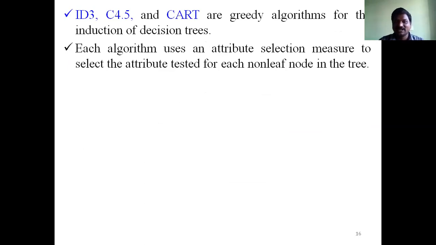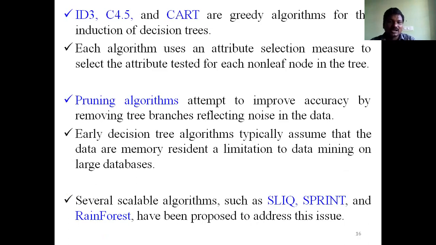Each algorithm uses an attribute selection measure. What is the attribute selection method? You have a data set and want to select an attribute: which attribute do you select first, and which next? That is, selecting the attribute tested for each non-leaf node in a tree. For that purpose you use these different algorithms, and not only those, there are also some pruning algorithms. In order to improve accuracy, you will use a pruning algorithm. What is pruning?